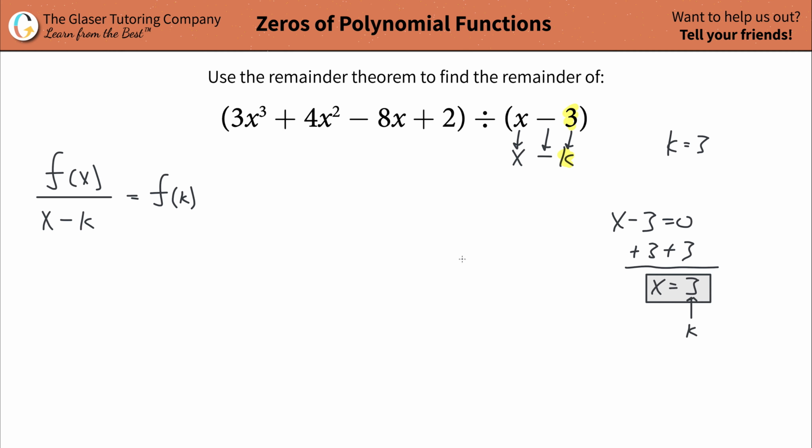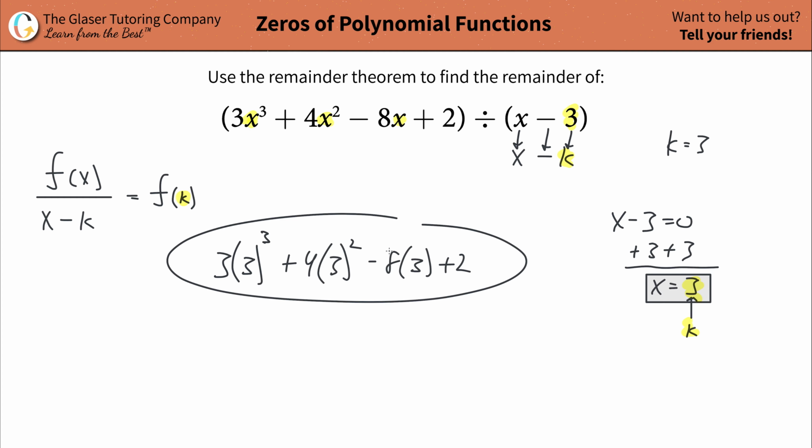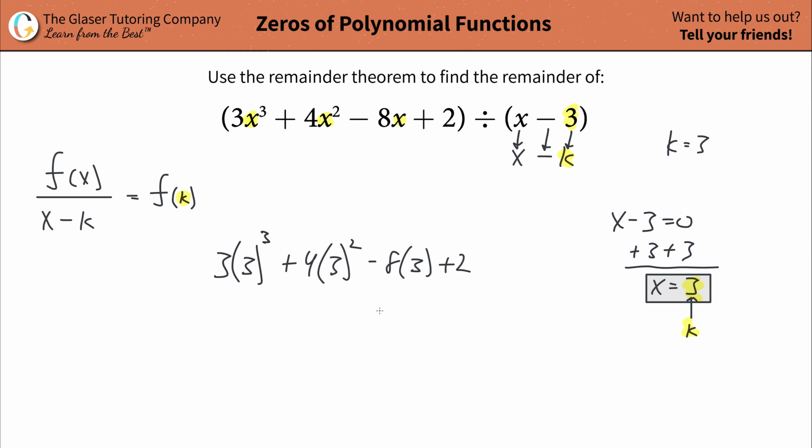The whole idea here of the remainder theorem is that once you find the value of k, you can plug that into your function everywhere you see x and just evaluate it, in other words, just solve it. So we're going to take everywhere we see x, plug in your value of k. So k was 3, so plug in the 3 there. It's cubed. Plus then 4 times 3 squared, minus 8 times 3, plus 2. Now all you have to do is just solve this. I'm going to use the calculator quickly. So I got a value of 95.